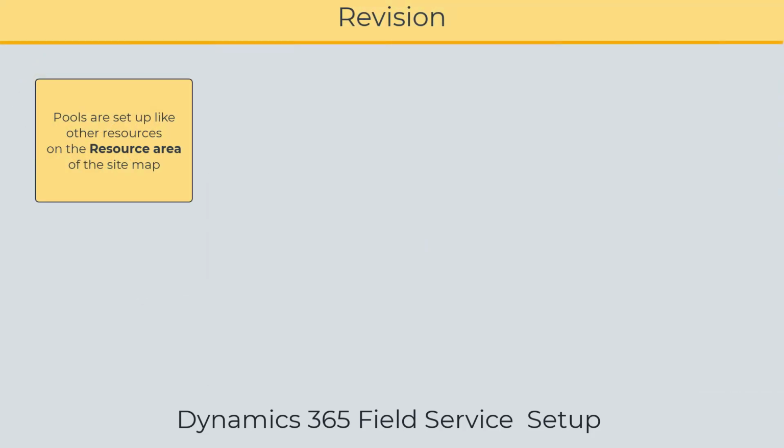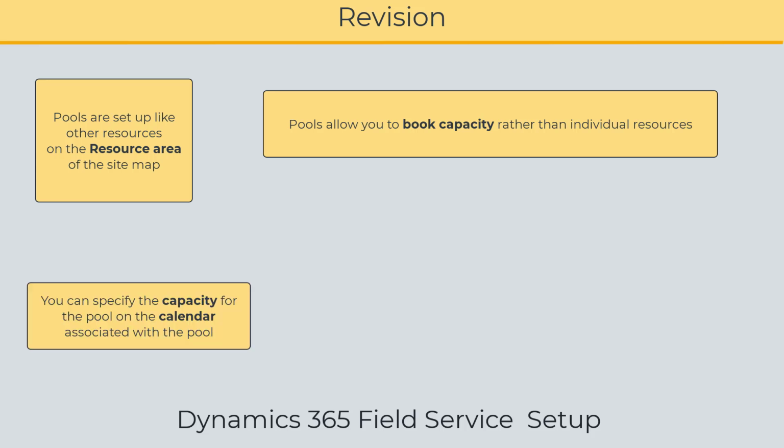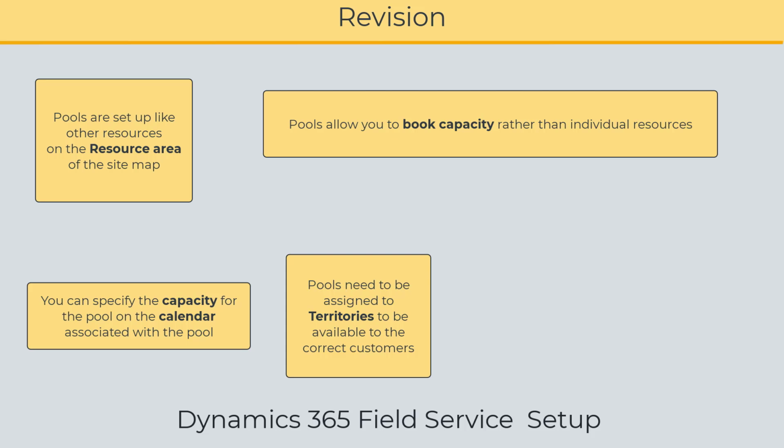Pools are set up like any other resource in the resource area of the sitemap. Pools allow you to book capacity rather than individual resources. You can specify the capacity for the pool on the calendar associated with the pool if you do not associate resources with a pool. Pools do need to be assigned to territory or territory to a pool to be available to the correct customers during the booking process.